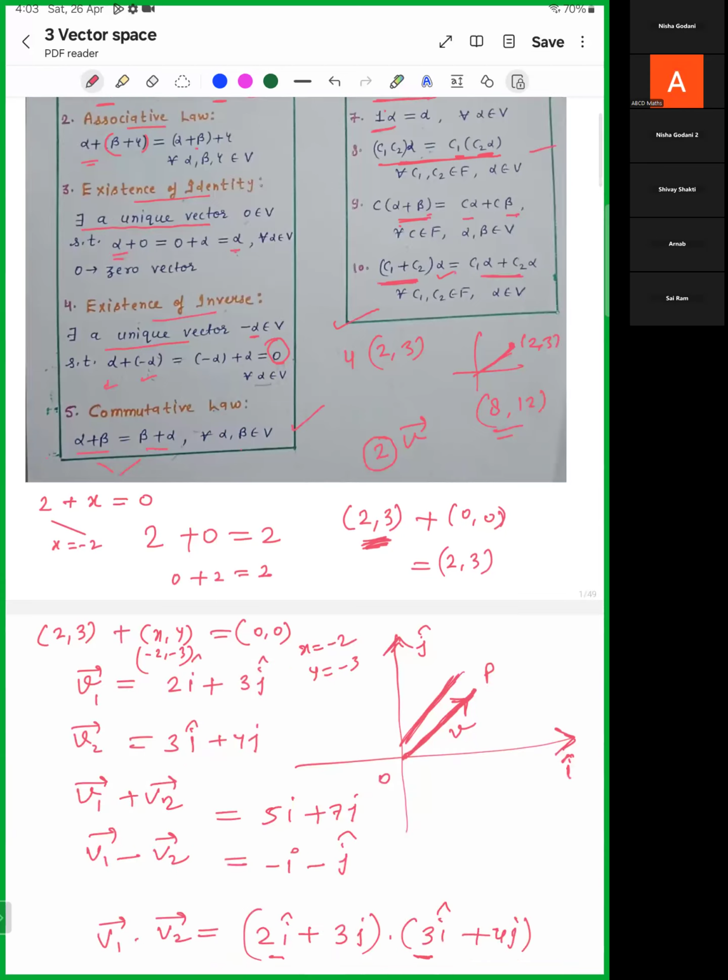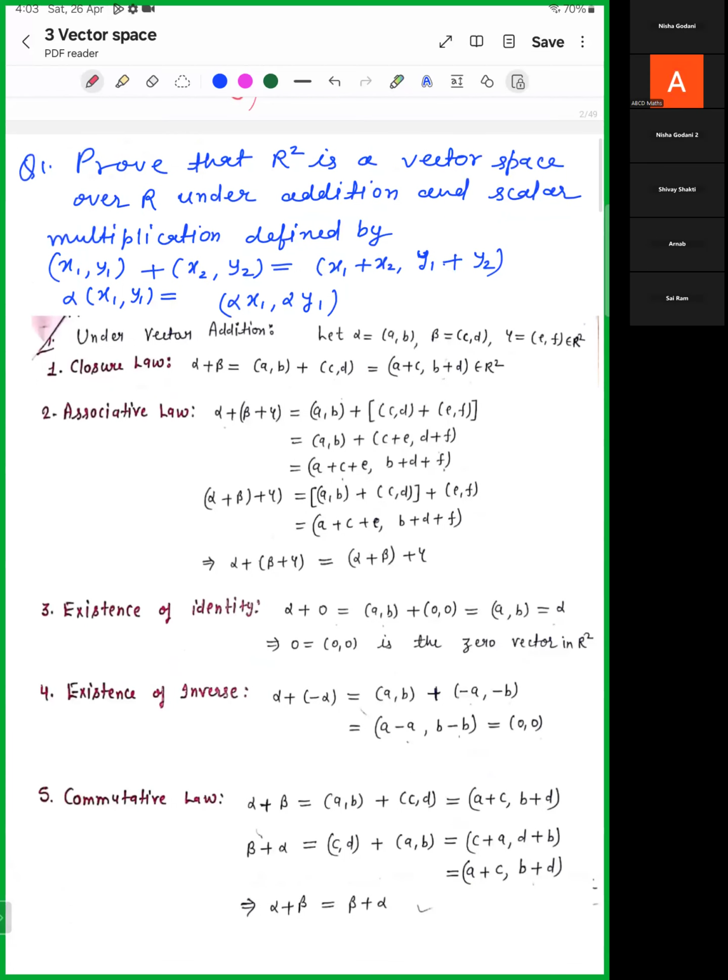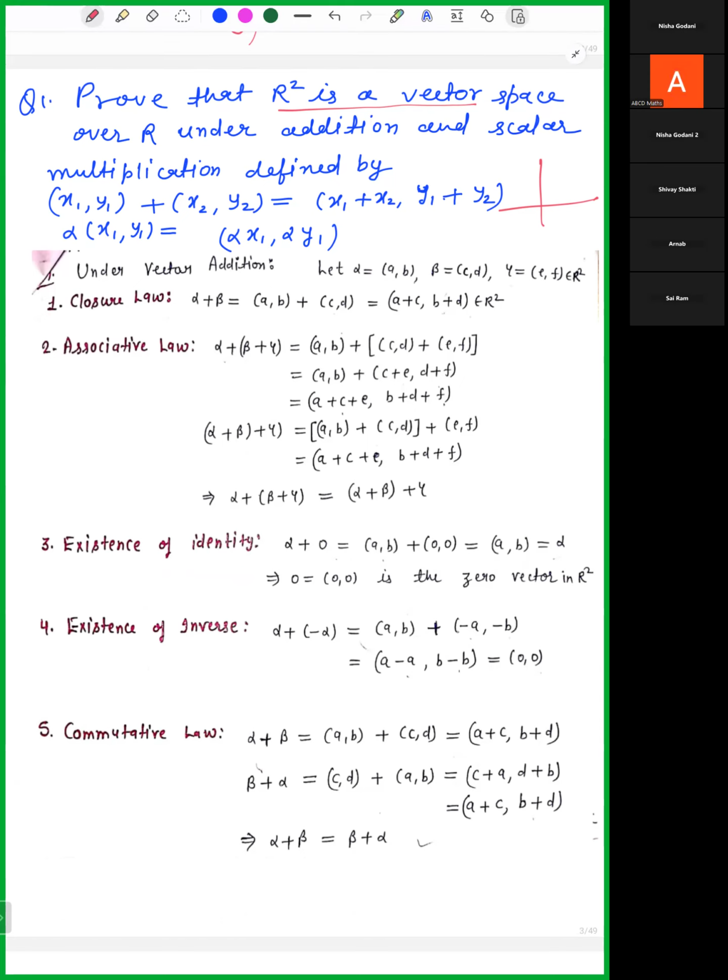Okay, let's discuss with the help of an example. I have taken the first example as R square, that I was discussing in the plane. Now I will not take it in terms of i cap, j cap. We will take it in terms of ordered pairs, as we do in mathematics. So what are the elements of R square? If this is your plane R square, you have elements like a comma b, all ordered pairs.